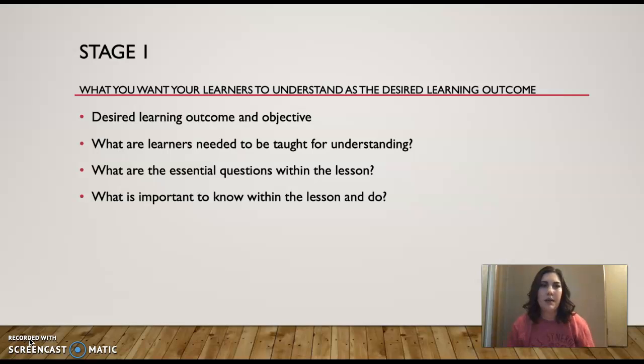So we're going to talk a little bit about Stage 1. Stage 1 is what you want your learners to understand as the desired learning outcome. So when you're planning your lesson plans for Stage 1, you are focusing on the desired learning outcome and the learning objective. What do your learners need to be taught for understanding? And what are the essential questions within the lesson? What is important to know within the lesson and what to do?